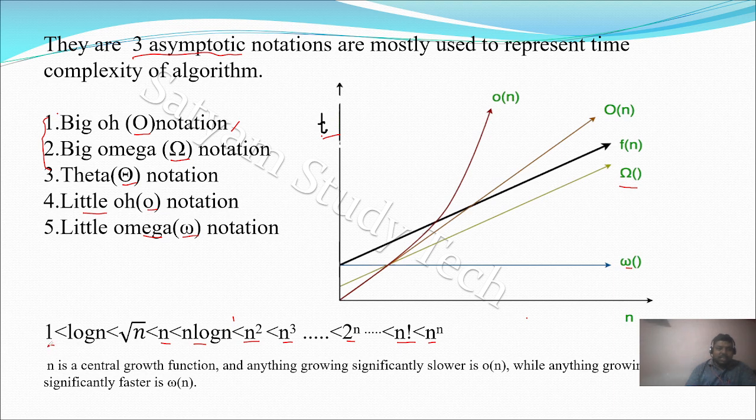For example, you can see here 1 less than log n. Here I am considering n as the average case. Less than n indicates the lower bound, and greater than n, that is n log n less than n square less than n cube and so on, is represented as the upper bound. These are the lower bounds, and these are the upper bounds. Now you can see these notations in detail, one by one.